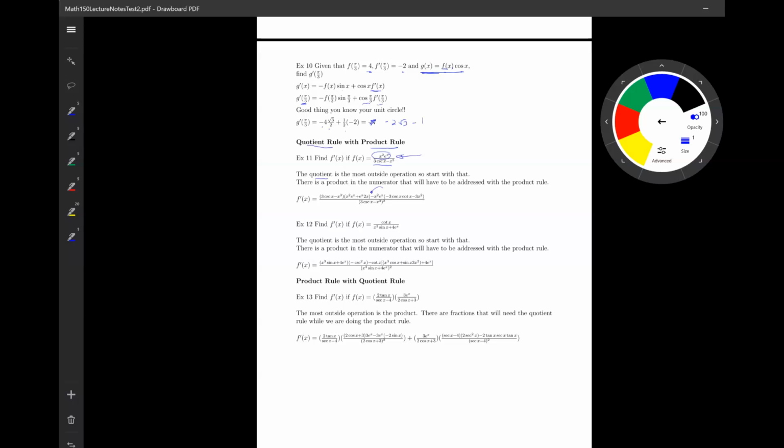So carry along the 3, take the derivative of cosecant, which is negative cosecant cotangent, and then move to the next term. Derivative of x cubed is 3x squared. Square the bottom, and off we go.